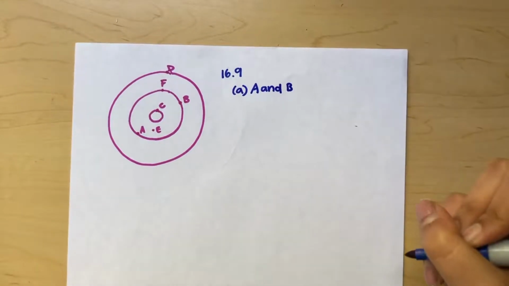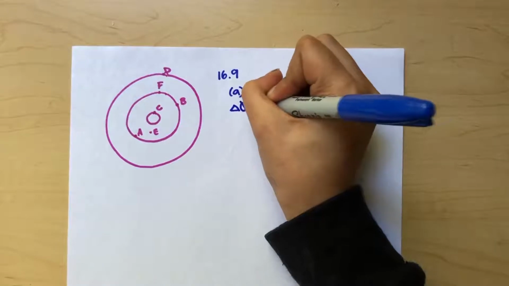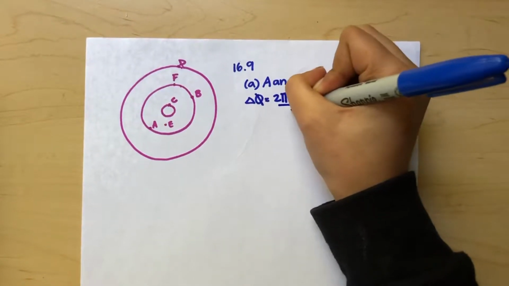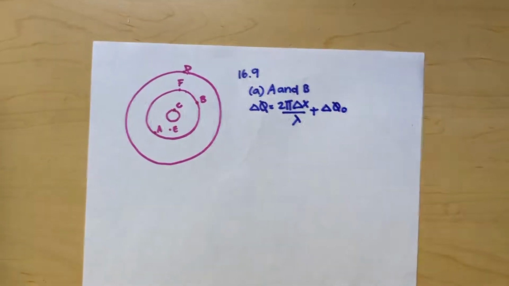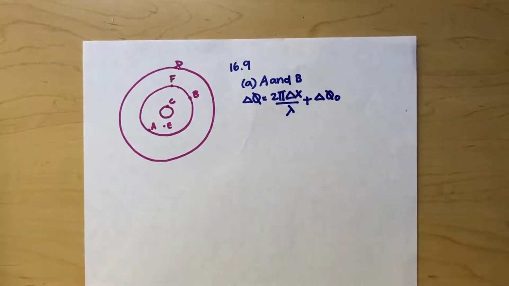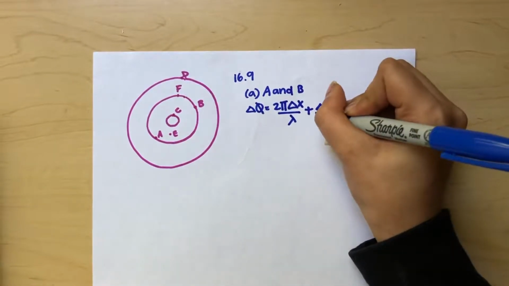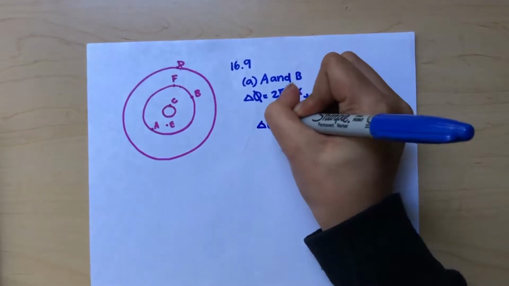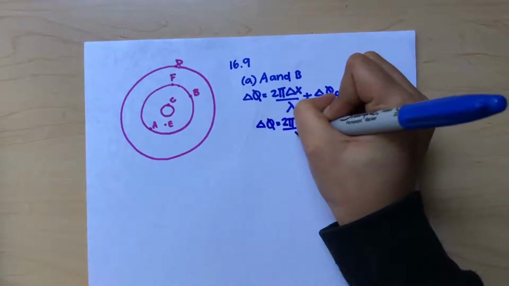One of the equations we were given about phase difference is that delta phi is equal to 2 pi delta x over lambda plus delta phi naught. In this situation, delta phi naught is 0 because it's all originating from this original source in the center, so we can completely disregard this. All we have left is delta phi is equal to 2 pi times delta x over lambda.